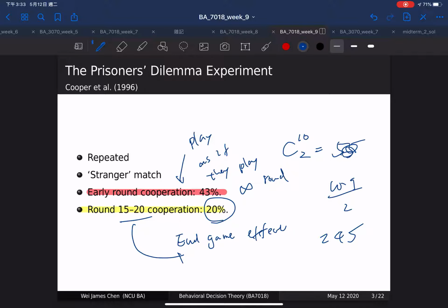Remember, what's the theoretical prediction of this percentage? It's 0, because the theoretical prediction is that people will always confess. So there's 0 cooperation. The theoretical prediction is 0%, but that's not true.